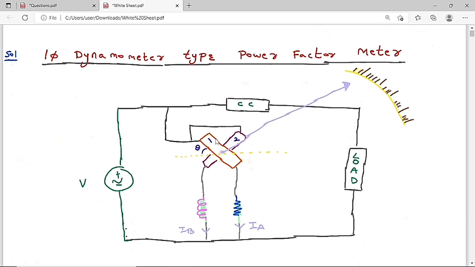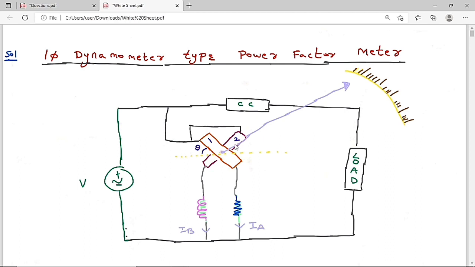These two pressure coils are identical in each and every respect, meaning the same number of turns as well as the same dimensions. Whatever the dimensions and turns of pressure coil 1 are equal to the turns as well as the dimensions of pressure coil 2. We can say these two are identical in every respect.